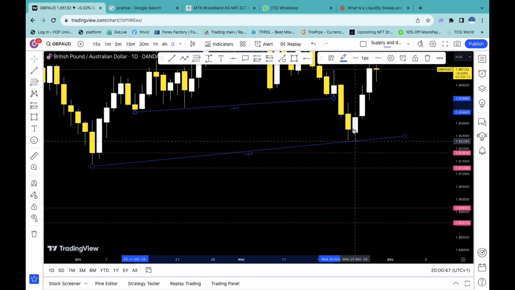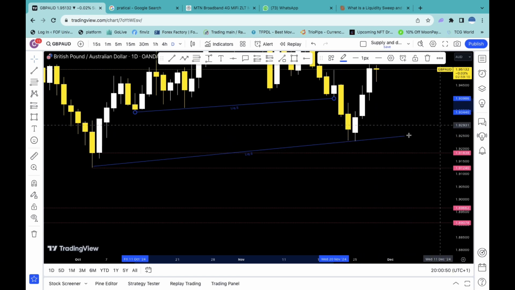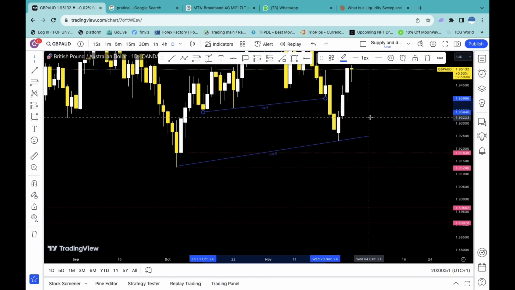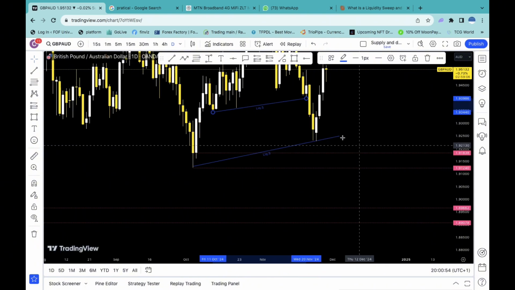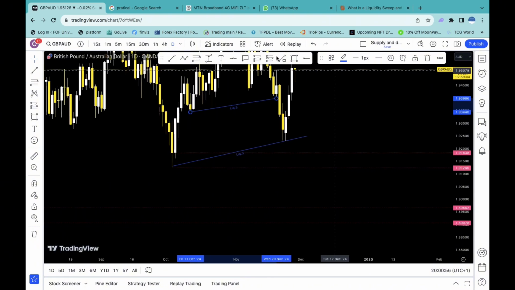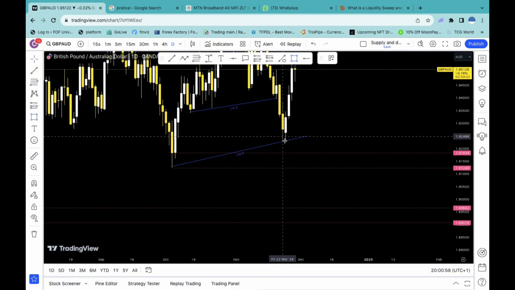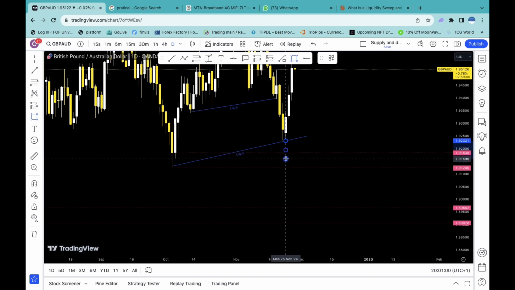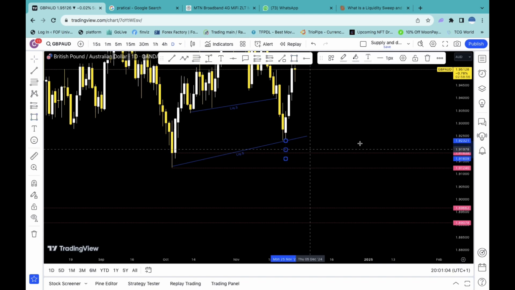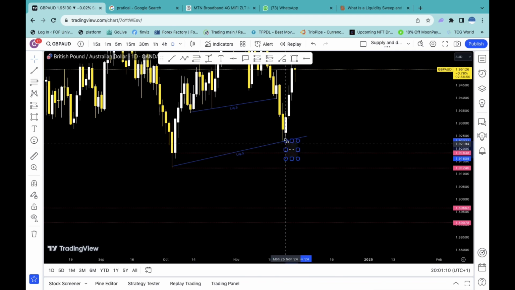Even at this, price did not come into my POI. And because price did not come into my POI, if this candle had actually wicked into this here, I would have been looking to take a trade from this place. But because price didn't wick into this place, this has turned into my liquidity.